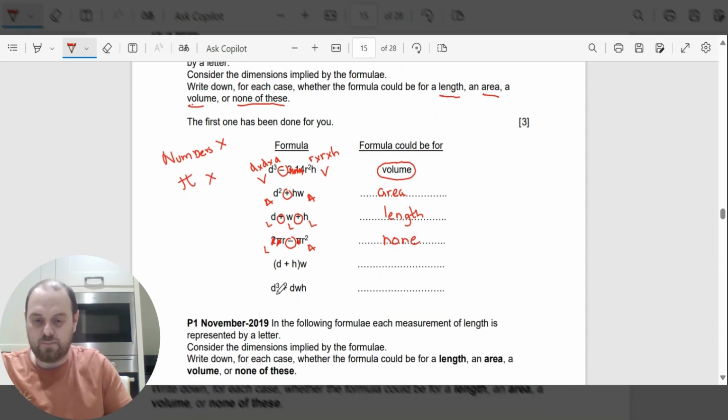Brackets are an awkward one. The bottom one's really easy, look. D cubed, that's a volume, D times D times D. And then DWH, that's also a volume. It's a volume.